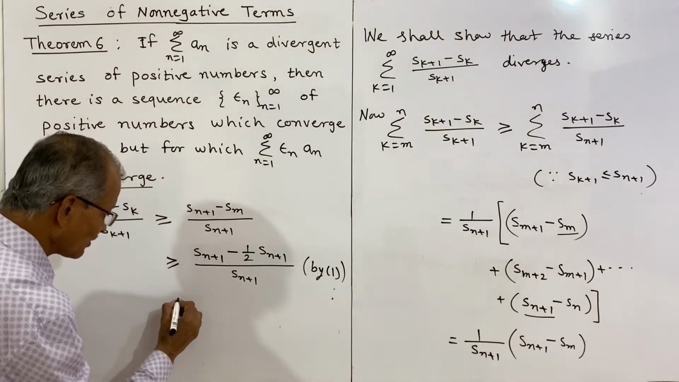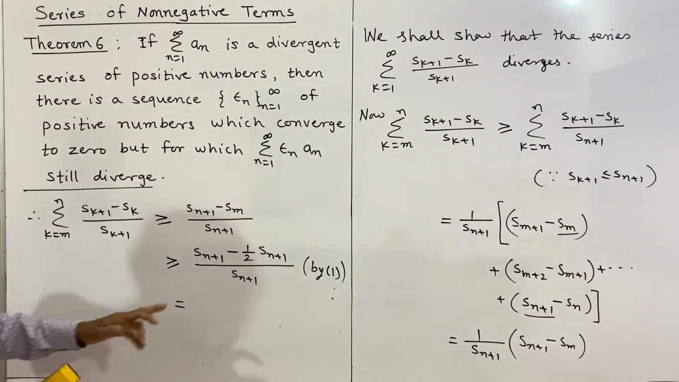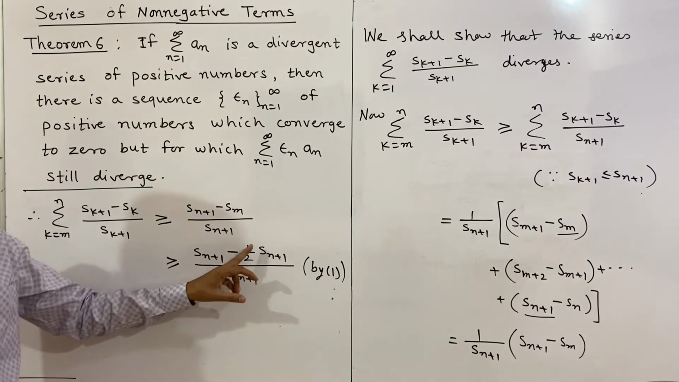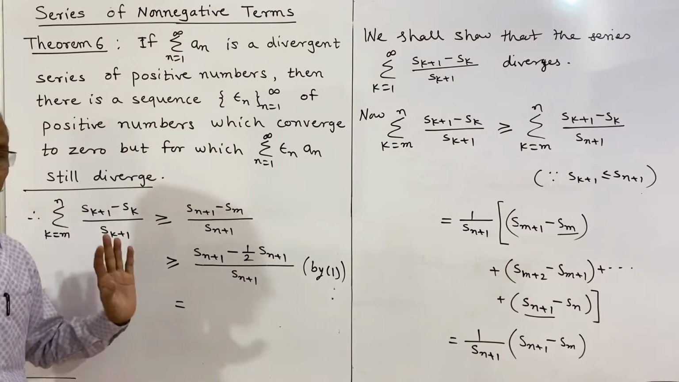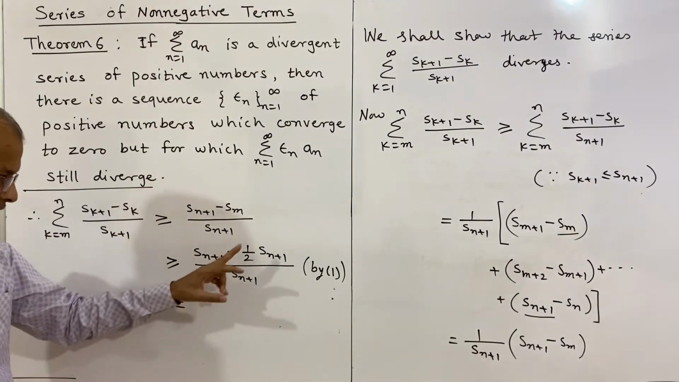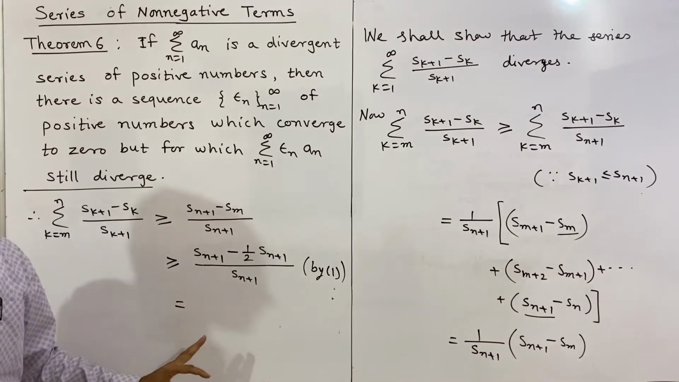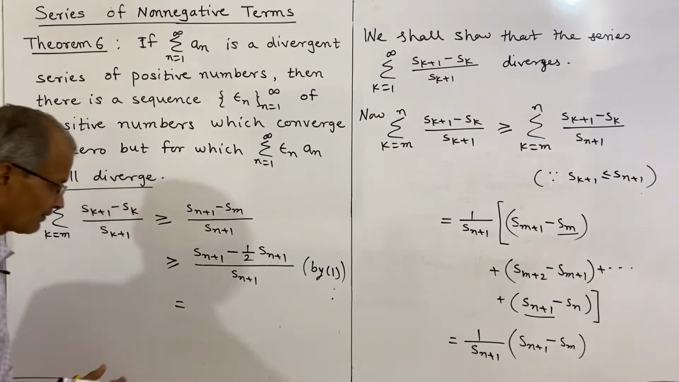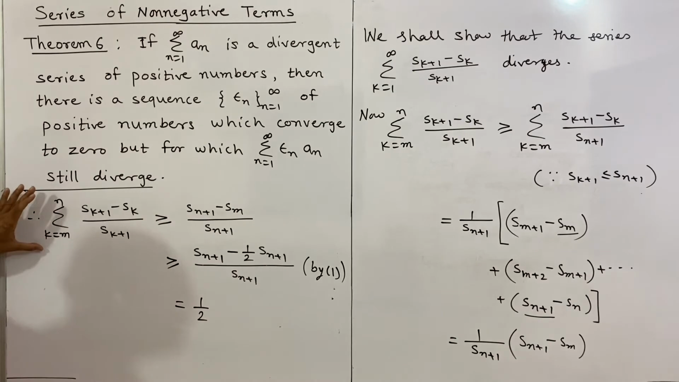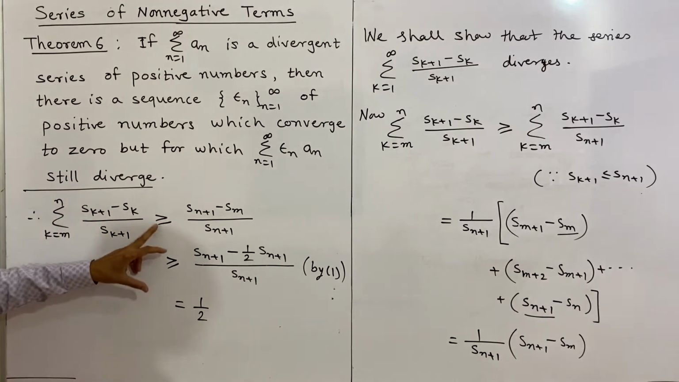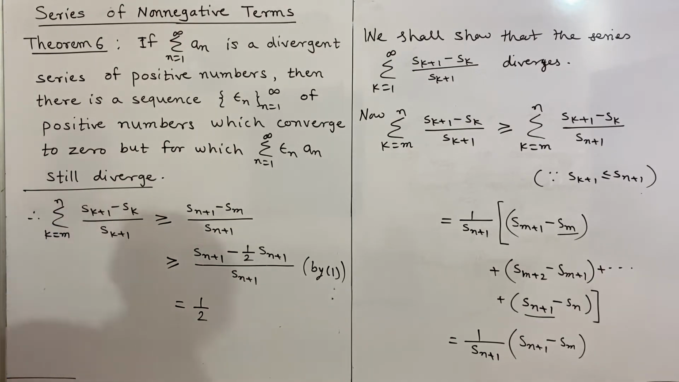So this is equal to S_{n+1} minus half times S_{n+1}, meaning half S_{n+1}, divided by S_{n+1}. So only S_{n+1} gets cancelled and half remains. 1 minus half is half. So this is equal to half. And finally, what we have is this partial sum is greater than or equal to half.